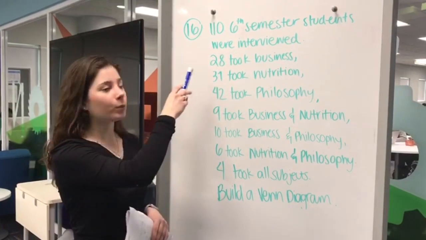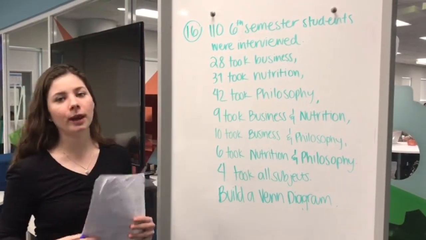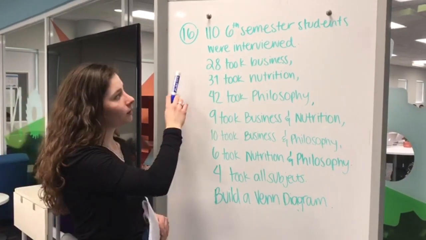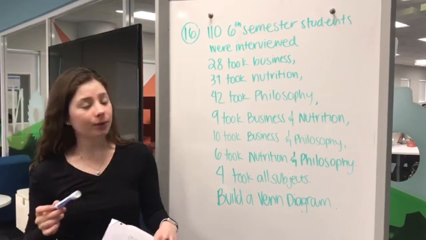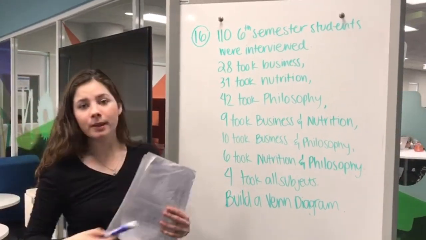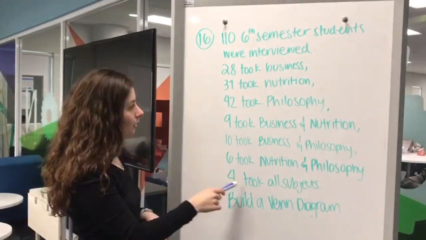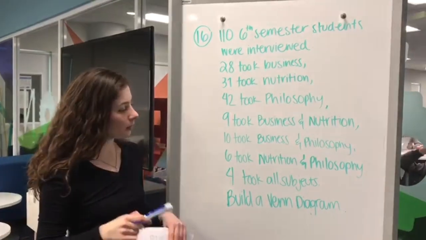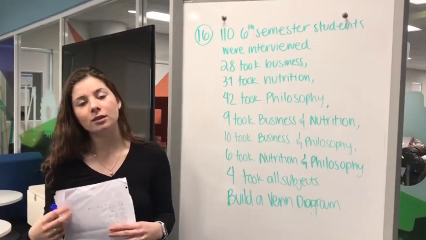Our problem starts with 110 sixth semester students that were interviewed, and we found that 28 of them took business, 31 took nutrition, 42 took philosophy, 9 took both business and nutrition, 10 took both business and philosophy, 6 took nutrition and philosophy, and 4 took all of the subjects. So we will have to build a Venn diagram and answer several questions.